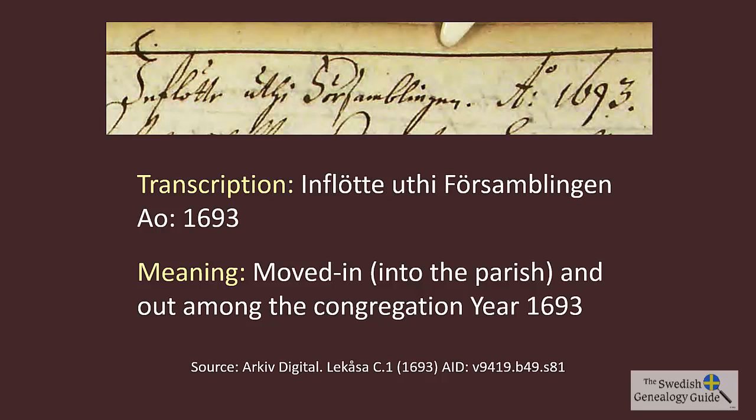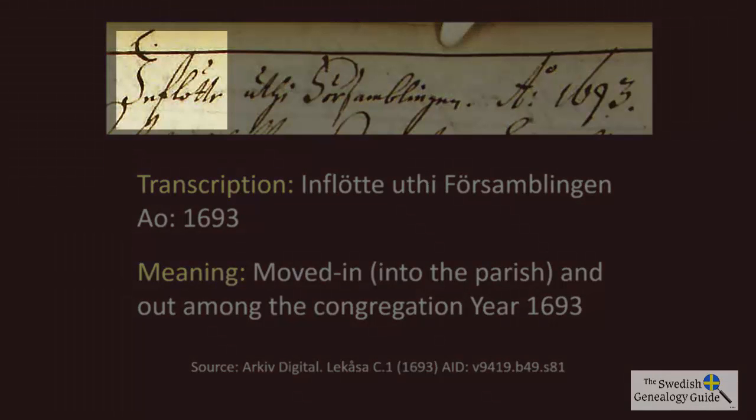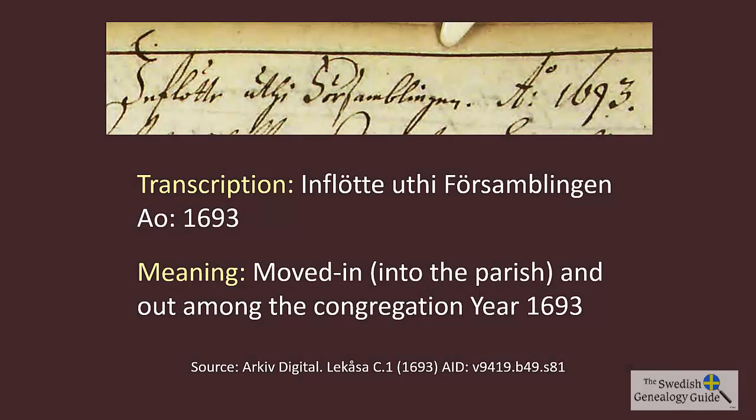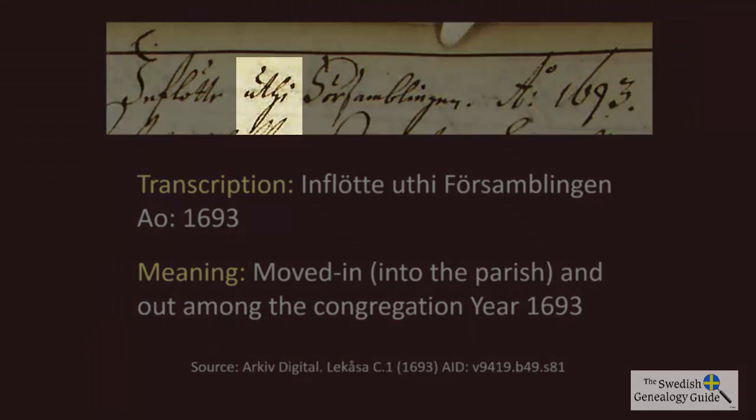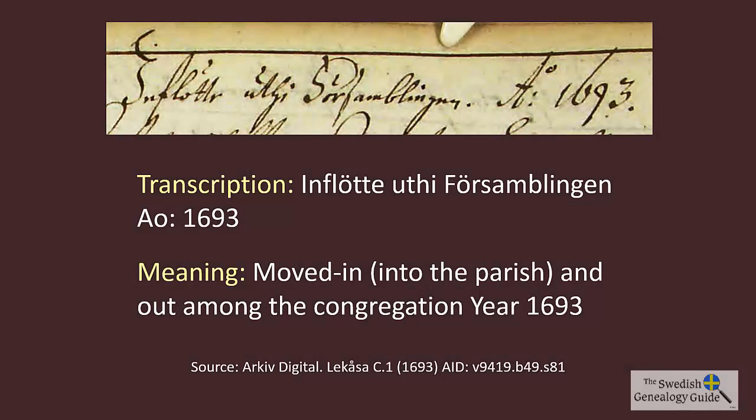Okay, last example. It's the phrase Inflötte, uthi Församblingen. This came from a moving in and out record from 1693. And Inflötte is past tense. So these are the people who have moved in. And then we have uthi, which means out among. So out among the congregation. And the word has this I, N, F, L, Ö, with the two dots over the Ö, and then a T, T, and a lowercase e.